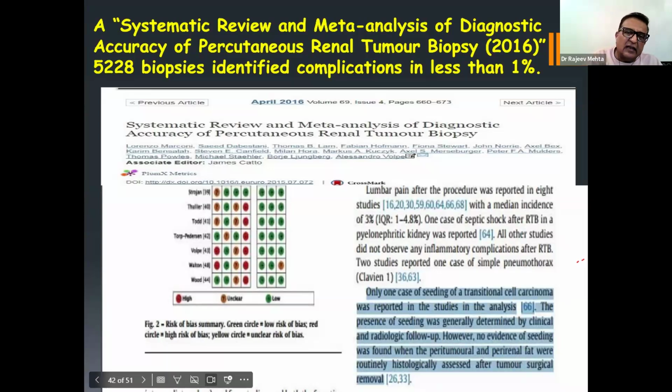So basically, I think our fear of biopsying such lesions and the fear of causing seeding is actually not really true. And whenever required, before surgical excision or taking a very informed decision about further management, there is no harm in going ahead with the biopsy of such lesions.